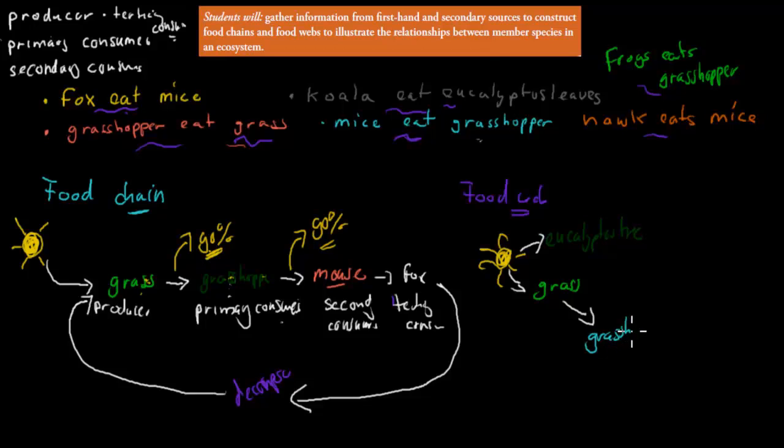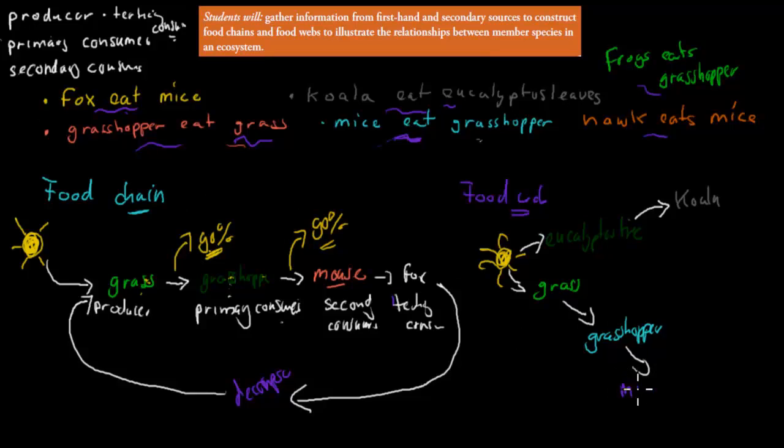And who eats the eucalyptus tree? Leaves, not the tree itself, but leaves. The koala bear does that. Here the arrow is pointing in the direction of the energy flow, so energy flows from the eucalyptus tree to the koala. What else do we have? We have mice. Mice eat grasshoppers, that's the next level. So grasshoppers are being eaten by the mice.